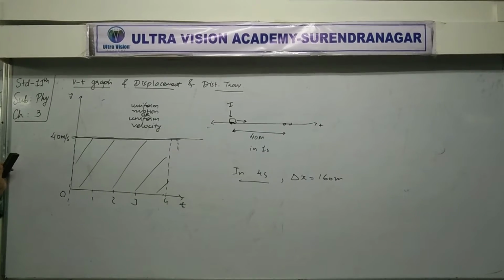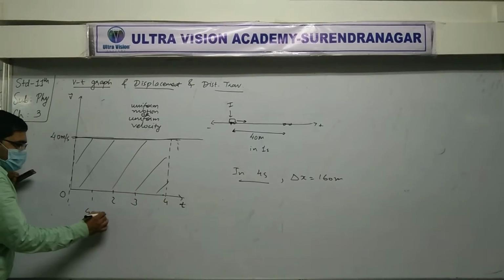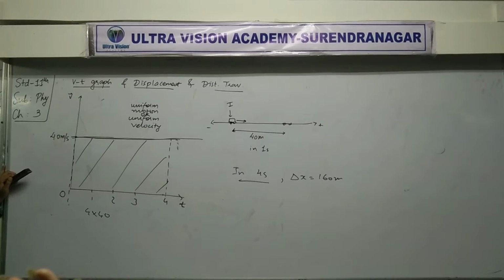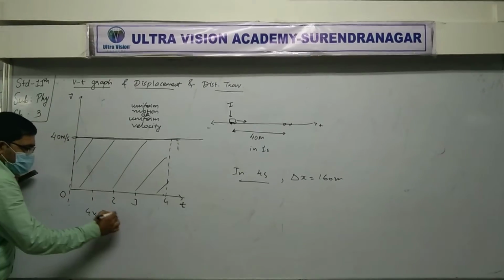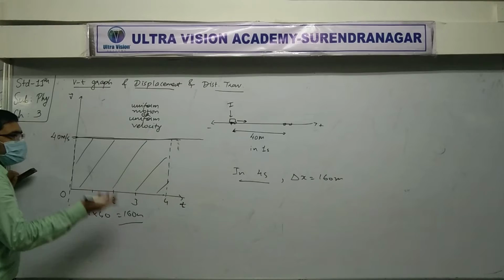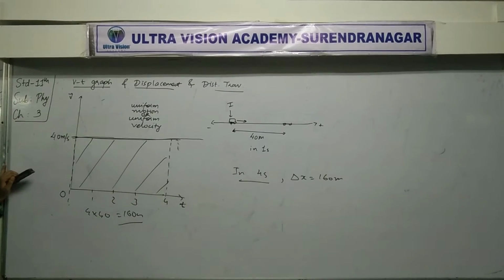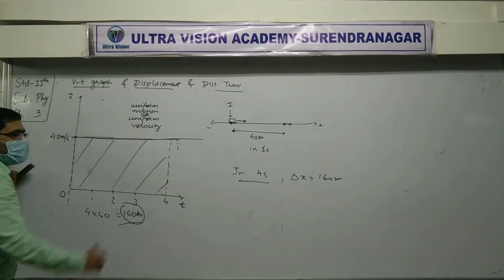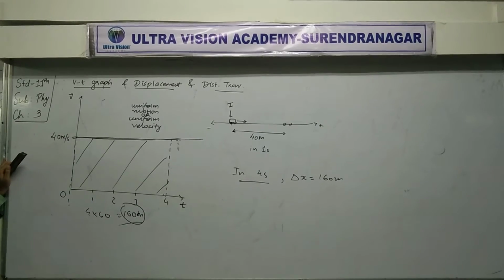Area of rectangle, you will have to tell. Length into breadth. So how much is the length? How much is the breadth? 4 into 40. Raise your hand if you understood. Very well done. Sit down. So this is not a coincidence. It's not by chance that these numbers have been chosen. It is always true.